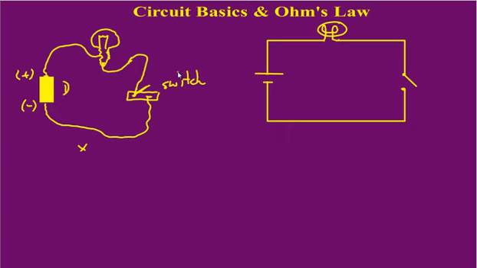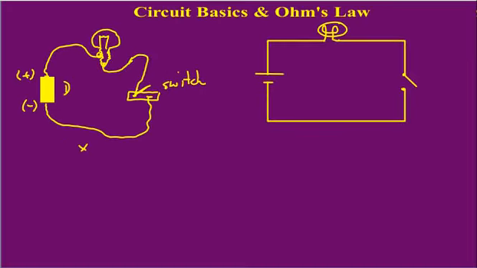You need a path from the positive end of the battery around to the negative end of the battery. Notice that I connect into the thread right here, the thread of the light bulb, but I come out the tip. I can't go thread to thread like that. That's not going to make the light bulb light up.